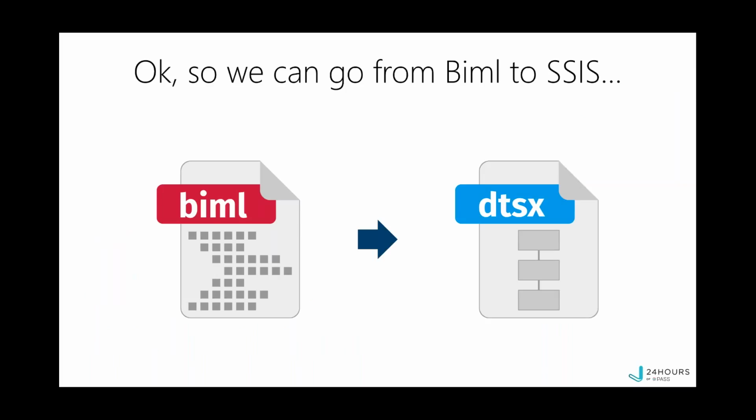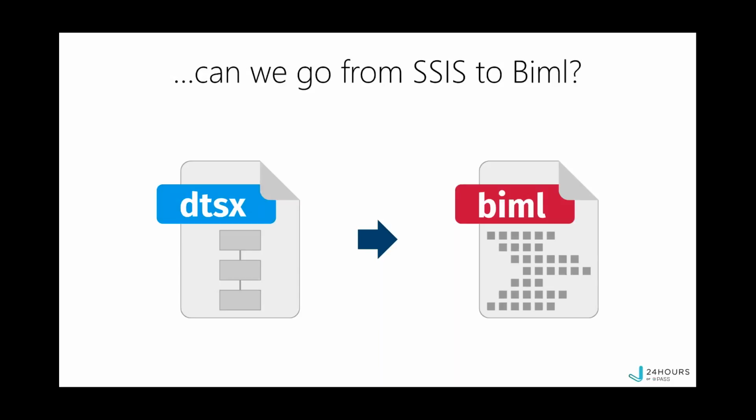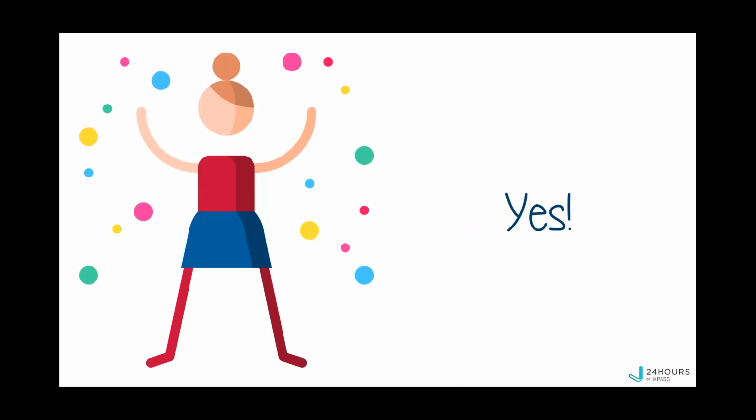So what we've seen so far is going from Biml to SSIS. And a question I usually get at this point in my session is, but can we go from SSIS to Biml? Because I already have my existing SSIS project. I already have a lot of packages. I don't want to spend all of that time writing all of that code and going through the IntelliSense and learning all of those things. I just want a starting point. And the answer to that is yes, you can do that.